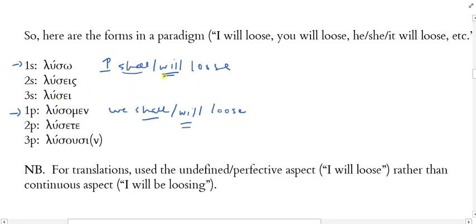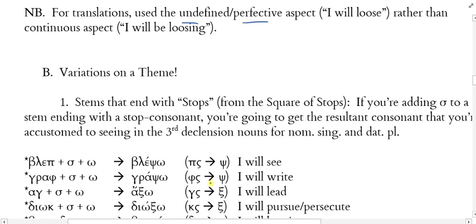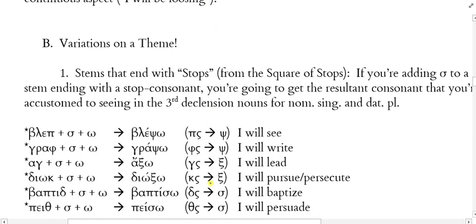Yep. Okay. Now, when we translate the future, we are going to want to use what Mounce calls the undefined aspect. I call it the perfective aspect, but we're going to use the simple summary snapshot way of referring to a verbal action. So I will loose, not I will be loosing, okay? Do not give your future forms any kind of a progressive notion. They are just the simple summary way of describing the action. So those are our futures.